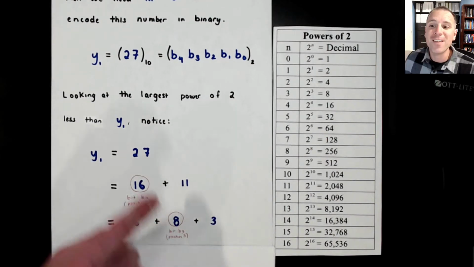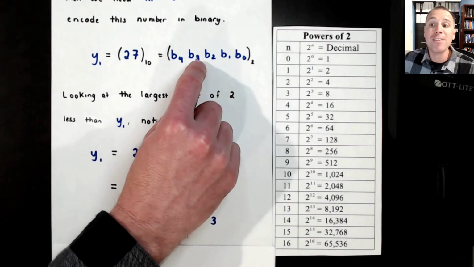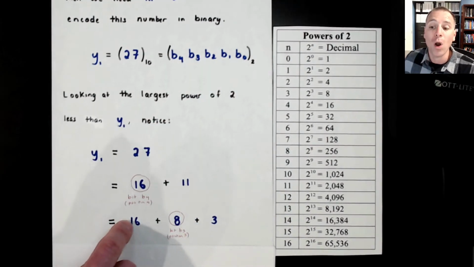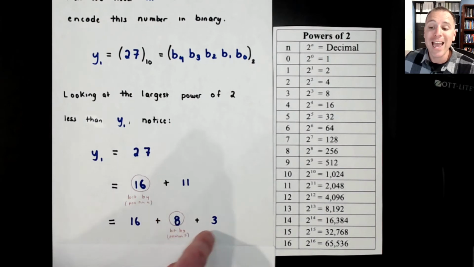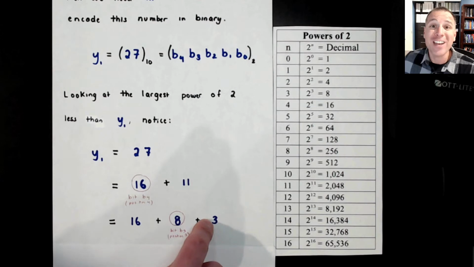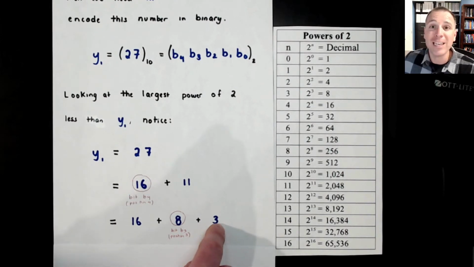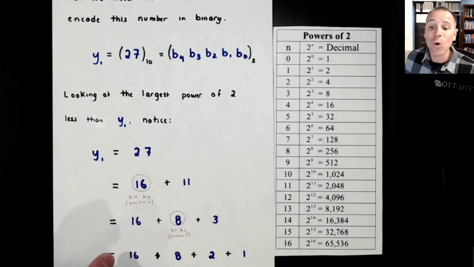The moment that I've done that, I've now gotten that my b3 bit will also be 1, because not only do I have a factor of 2 to the 4, but I also have a factor of 2 to the 3, and I now have a new bit of extra information, which is 3. So the next question that I ask is, what is the highest power of 2 that is less than 3? That must be 2 to the 1st. And now all of a sudden, I have 27 written as a linear combination of powers of 2.